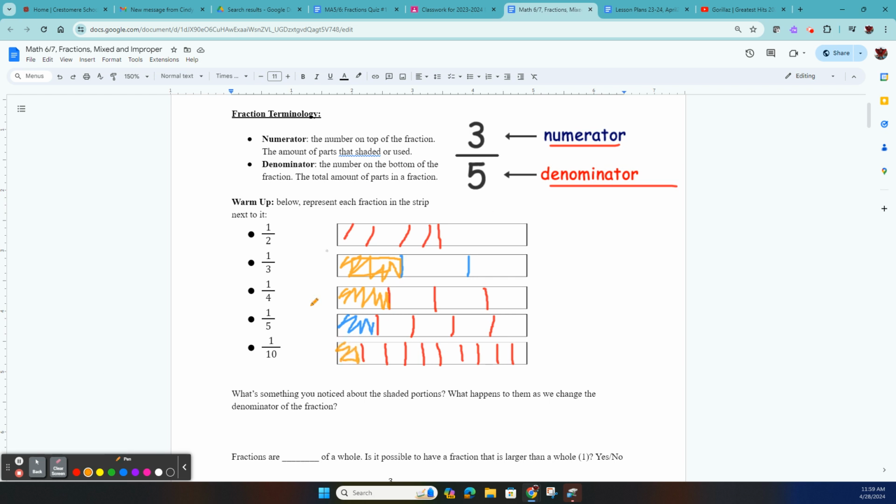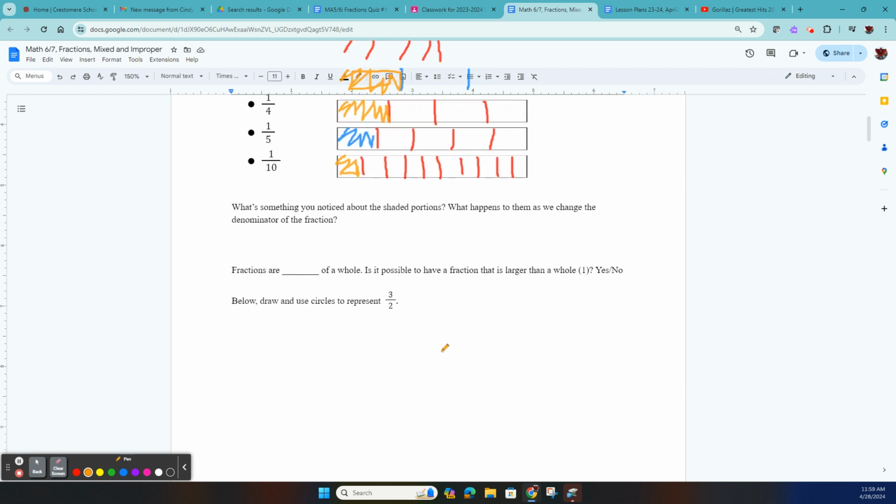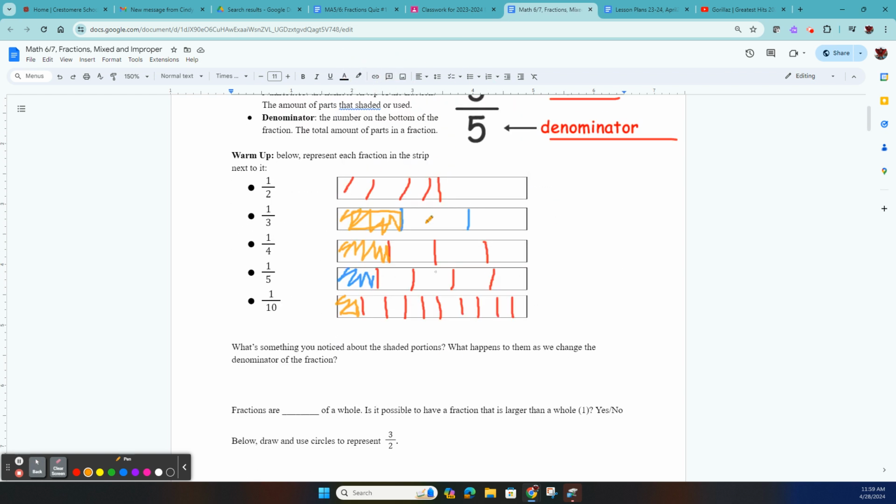Boom, there you go. That's what yours should look like on your lesson. I hope you did it on your own. If you didn't, and you need some help, there it is. That's what it looks like. Here it says, what is something you noticed about the shaded portions? What happens to them as we change the denominator of the fraction? Notice my orange shaded in here, almost all orange. What happens to the shaded in portion? Well, we can see that each portion gets smaller and smaller as our denominators get bigger and bigger, which is why fractions are tricky when you first start learning them.